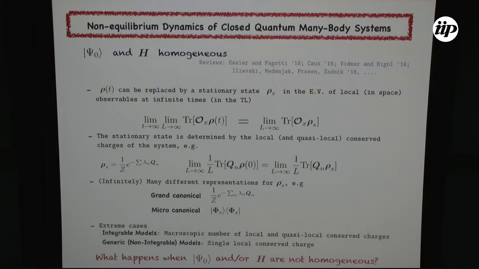Another point which is worth mentioning is that this one here is just one possible representation of this stationary state. You have in general many, like, this is very much like what happens in standard statistical mechanics when you have a grand canonical representation, but also the microcanonical and the canonical one. So in this case, you can represent this rho s also as a single projector, as a projector on a single eigenstate of the Hamiltonian. Okay, and you have this freedom basically because the only thing you are fixing over rho s is the expectation value of local charges, of local observables.